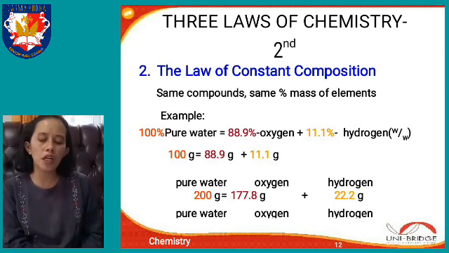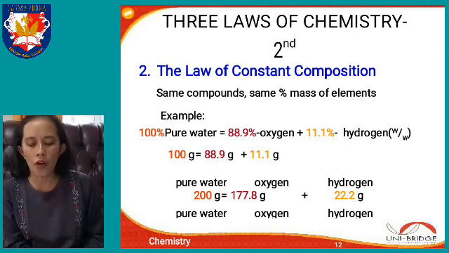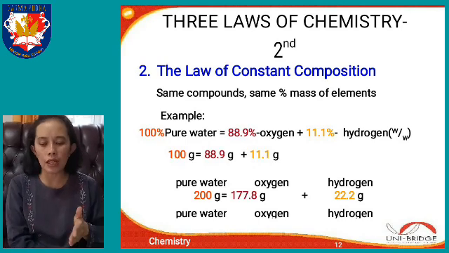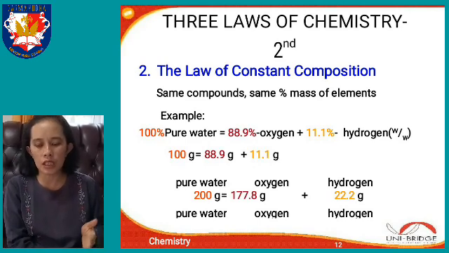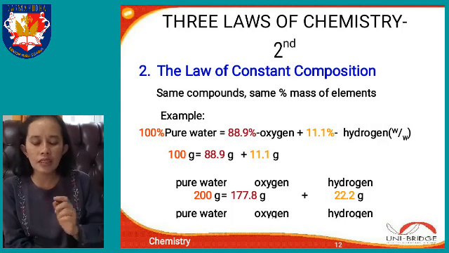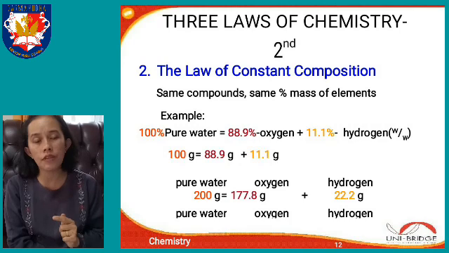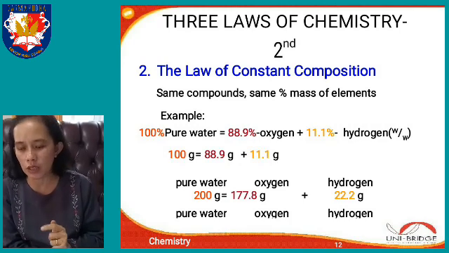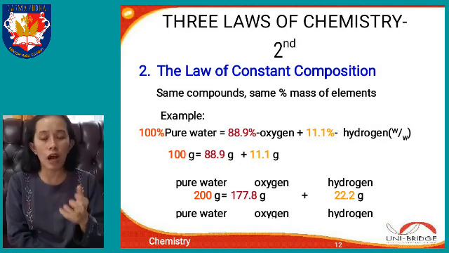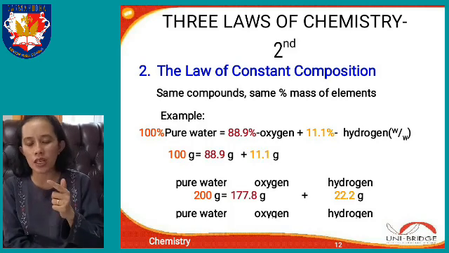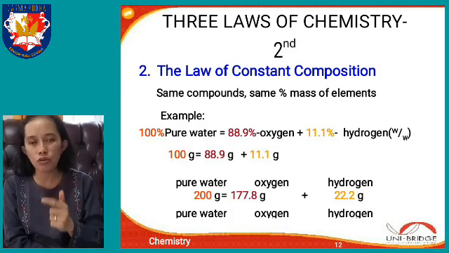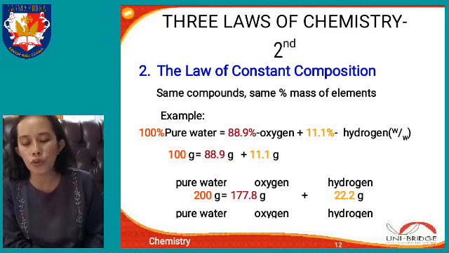But if you have 200 gram of water, you just need to multiply the percentage by 2, so you will get 88.9 times 2, which becomes 177.8 gram of oxygen, and for the hydrogen, 11.1 gram times 2 will be 22.2 gram of hydrogen.